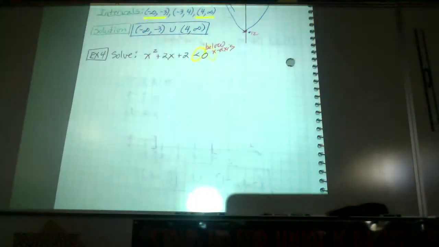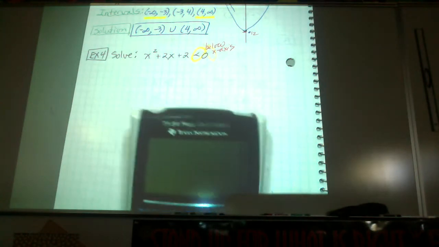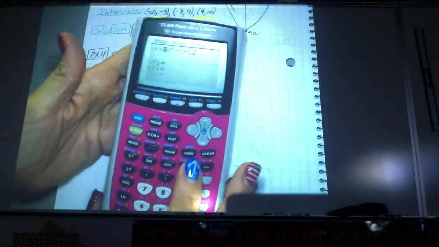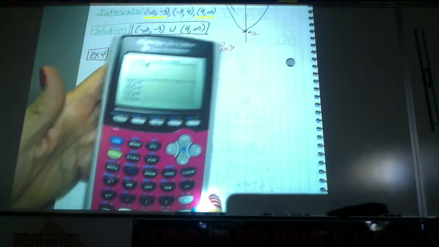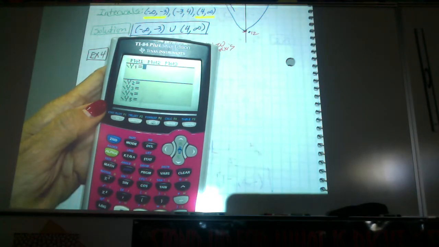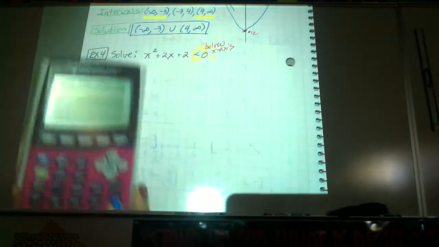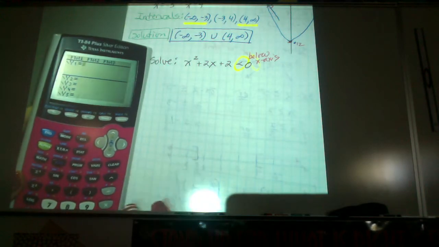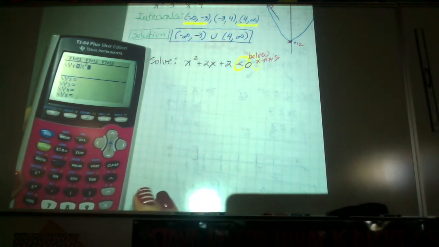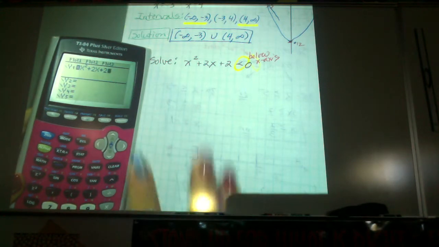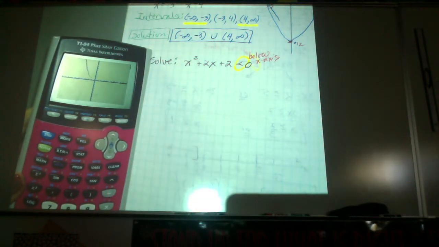So then before I go to the quadratic formula or completing the square, which either one would work here, I'm going to go directly to the graph, and I'm going to graph it first, because I'd like to see what it looks like. It'll give me an idea. So I'm going to throw into my graph this x squared plus 2x plus 2. Hit graph. What happens?